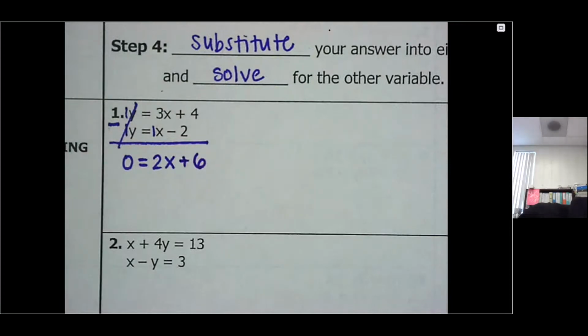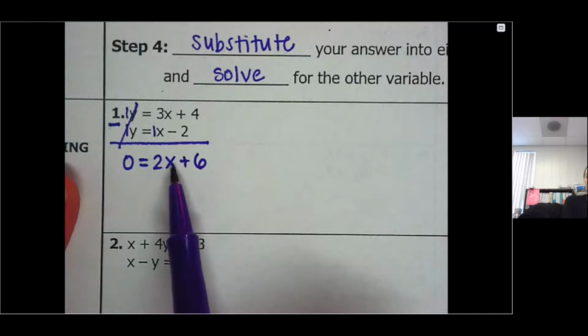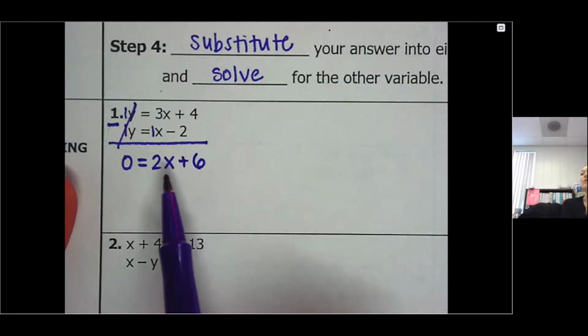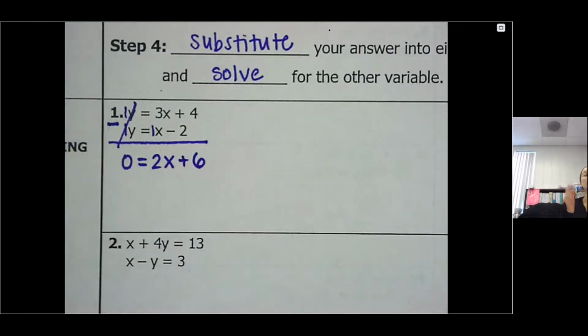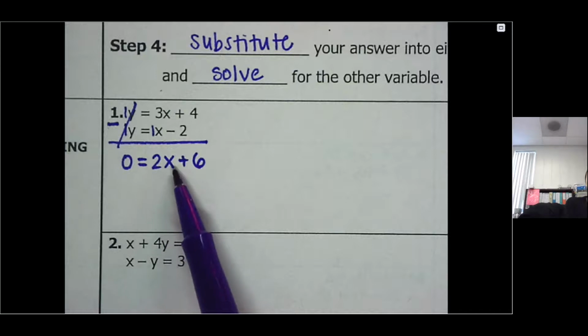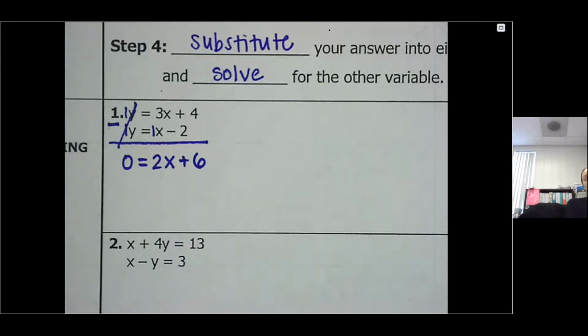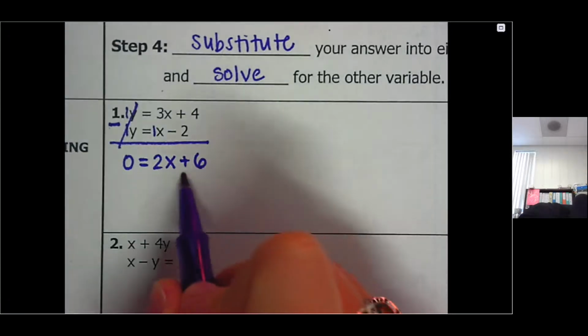So that was step 2. Now you should notice you only have one variable, right? You only have x's now. You got rid of your y's. Now you're just looking at x's. So what I want to do from here is solve for the x. So I want to get the x all by itself. What should I move over so I can get the x by itself? The 6, by doing what? Subtracting. Good.